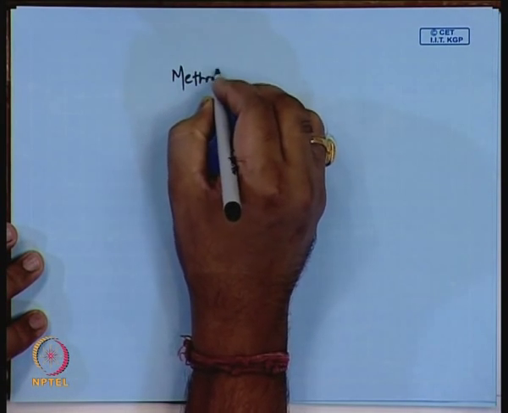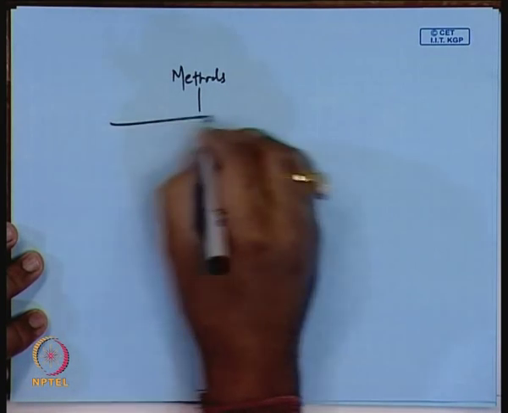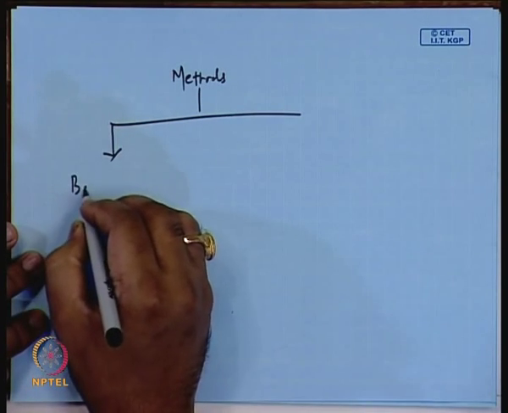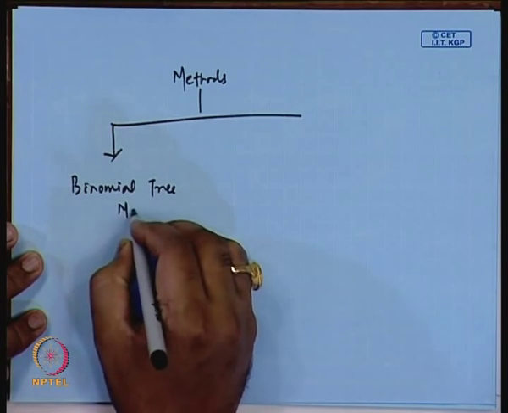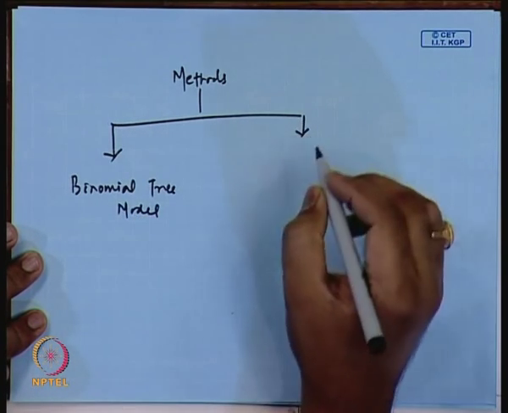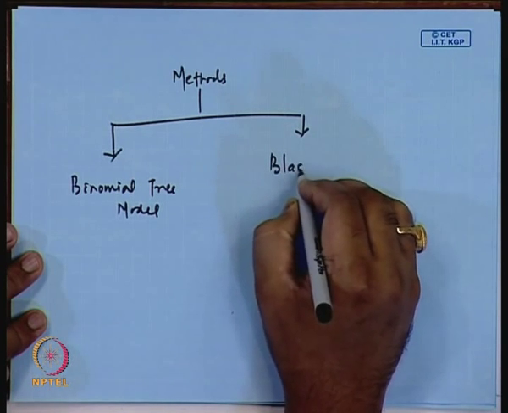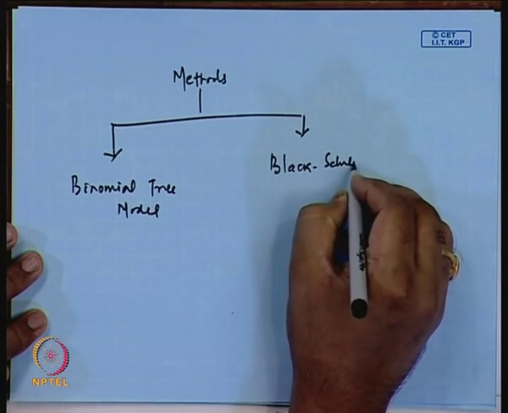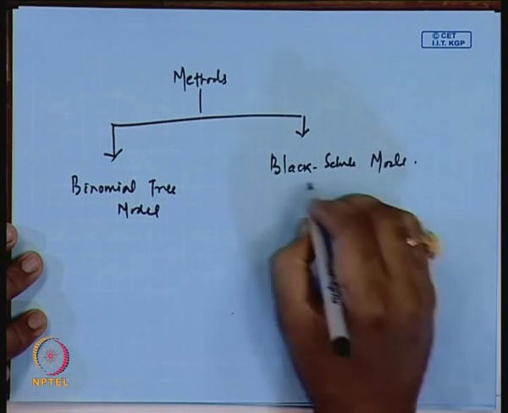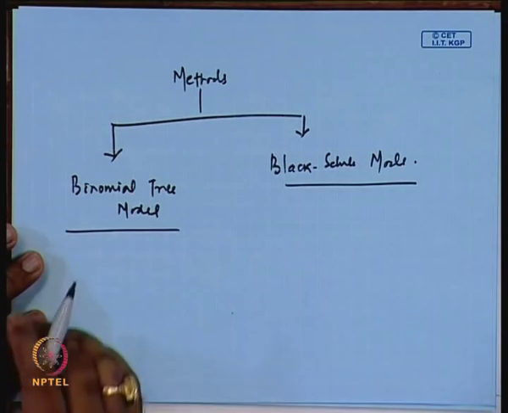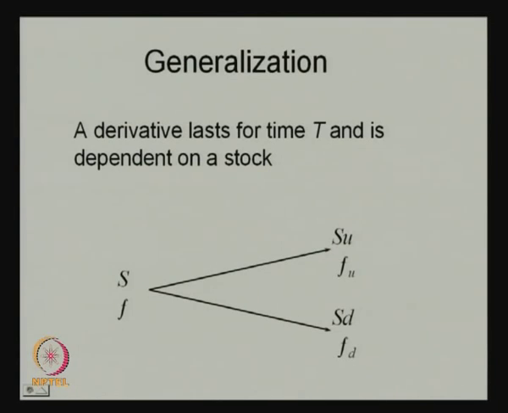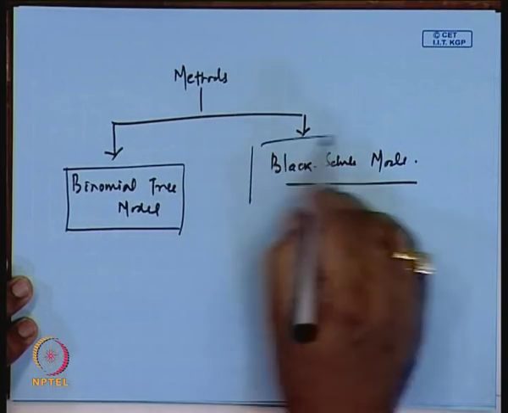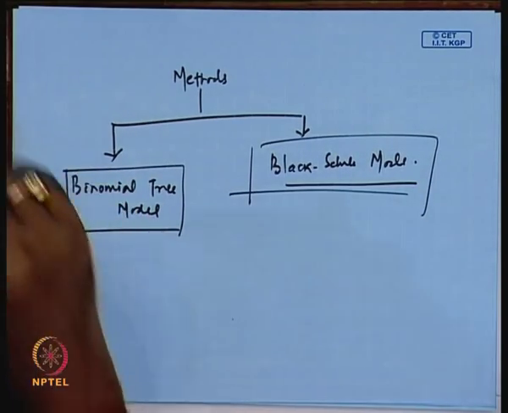The methods of option pricing: one method is the binomial tree model, and another method is the Black-Scholes model. So, there are 2 methods popularly used for pricing of options. Here, first we will talk about the binomial tree, then we go to the Black-Scholes model.